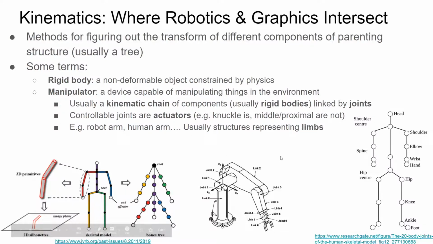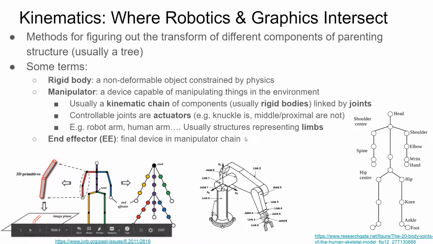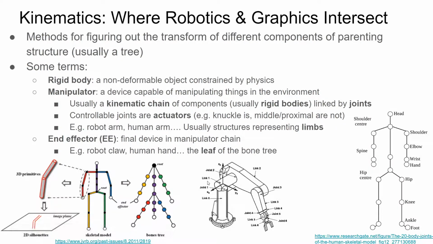But anyway, a manipulator, like I said, is usually any structure that represents a limb. The end effector is the final device in the manipulator chain, or the leaf. So, for example, for a really complicated human skeleton, your fingertip would be the leaf. For the simpler human skeletons that we saw, generally we'll just consider the hand itself to be the leaf. It might just be in some default pose, or it might be in a fist or something like that.